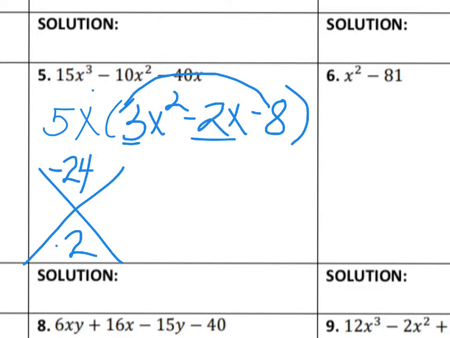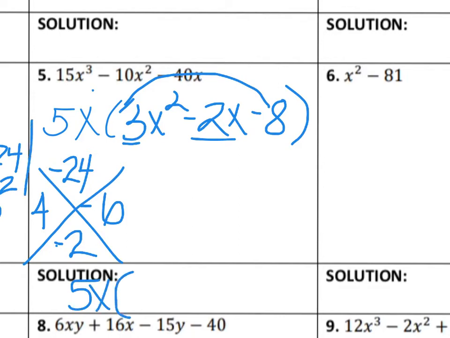So let's make a list of things that multiply to 24 that might add or subtract to give us negative 2. 2 and 12. Let's try 4 and 6. So 4 times 6 gives me 24. One of them has to be negative, and I need it to be a negative 2. So my bigger number needs to be negative. So what I'm going to do is go ahead and write this 5x down as part of my solution, because if you took a GCF out, it needs to be brought down to be part of your solution.